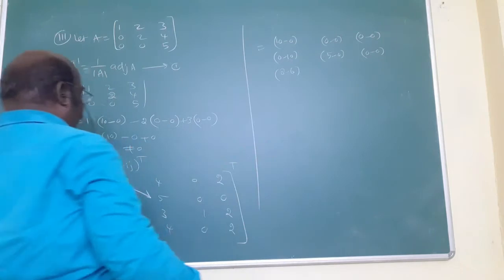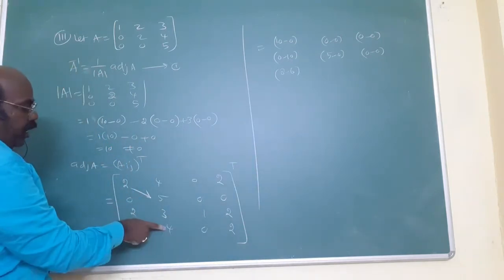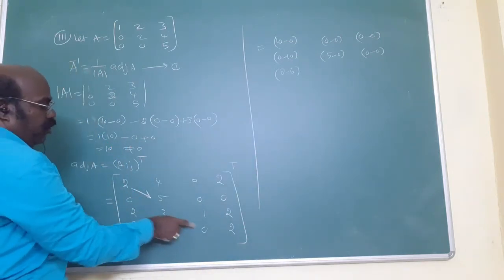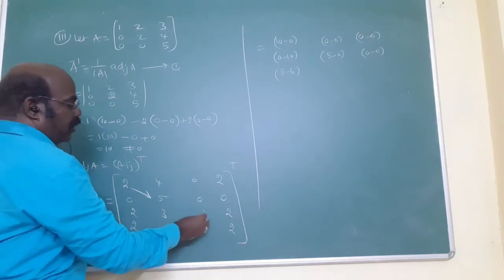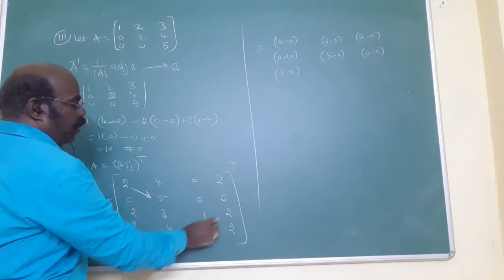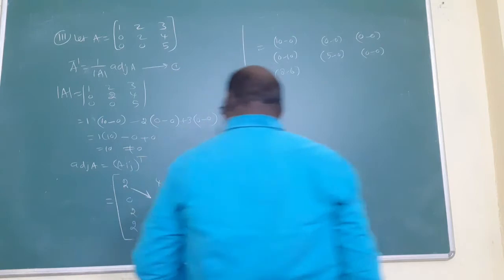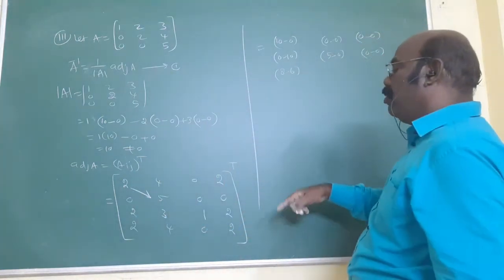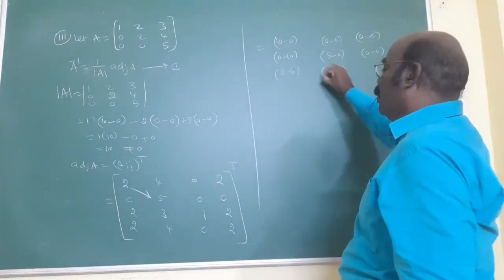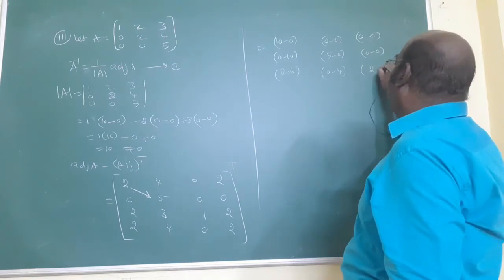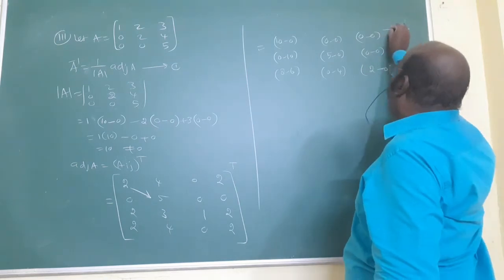Now all have the same rule. Cross multiply: 2 4s are 8 minus 6. 3 zeros are 0 minus 4. Next set: 1 2s are 2 minus 0. This way, do the calculation quickly. 0 minus 4. Last one, 2 minus 0. The power T is important.